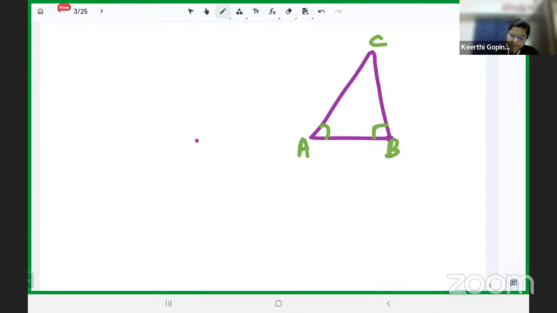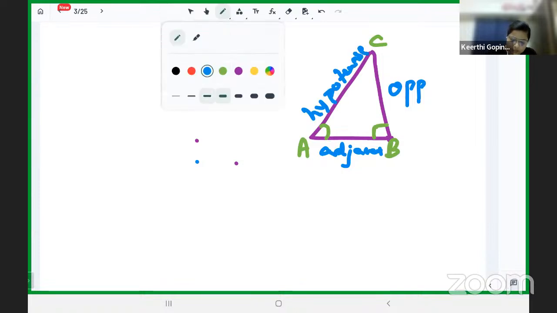AB is the adjacent side. And what about BC? With respect to angle A, BC is the opposite side, right? And what about AC? AC is the hypotenuse. With respect to angle A, this is the opposite side and this one is the adjacent side. That's it. Now we are going to define trigonometric ratios.